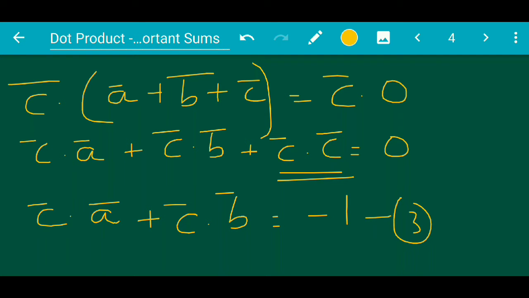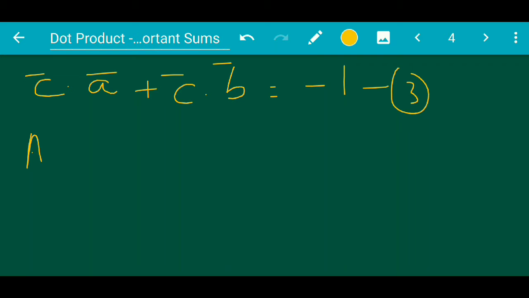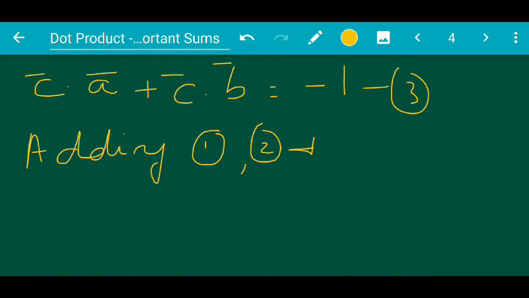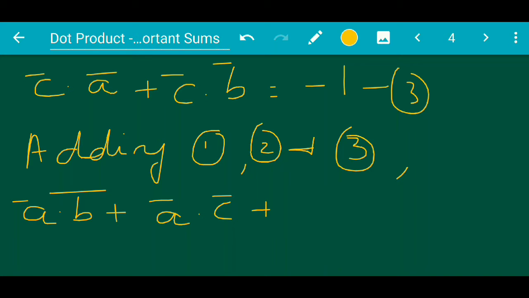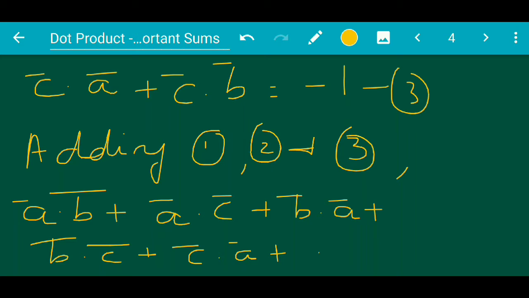Now, adding 1, 2 and 3. Equation 1 was a dot b plus a dot c, plus the second one is b dot a plus b dot c, and the third one c dot a plus c dot b, which becomes minus 1 plus minus 1 plus minus 1, which is minus 3.